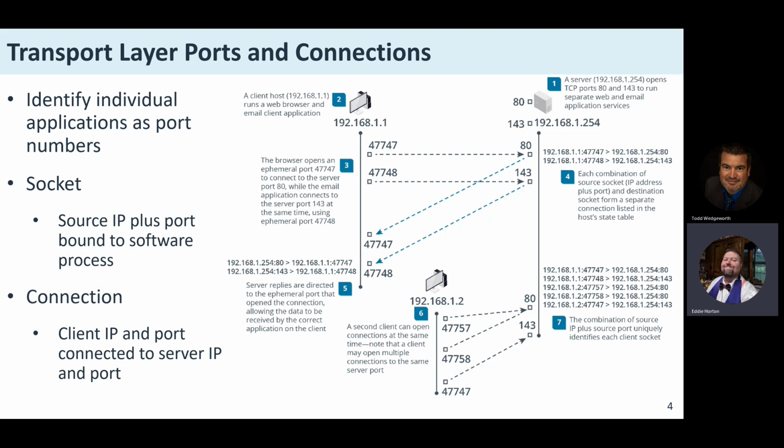And then a second client can open a port at the same time, but note that it's going to get a different number. So that's how it tells the differences in things. And the unique numbers together is what's called a socket. And if you look at all of that in Wireshark, that is what Wireshark will call a conversation.